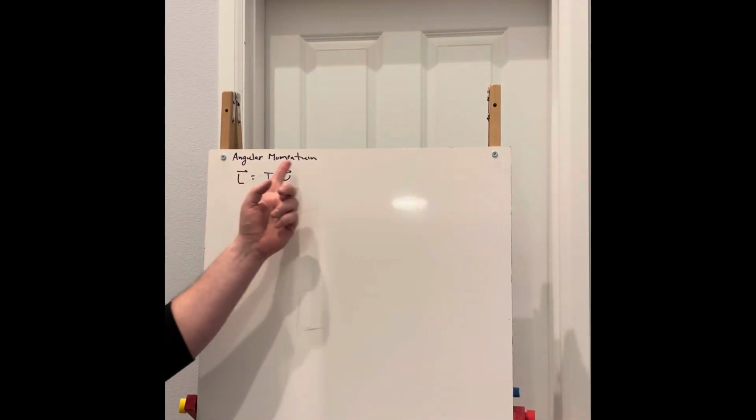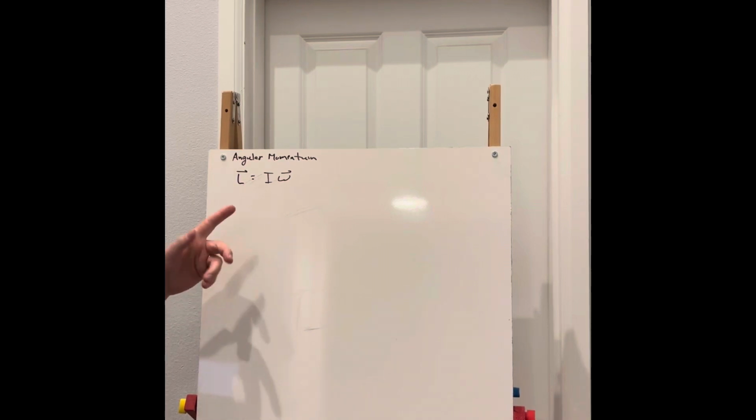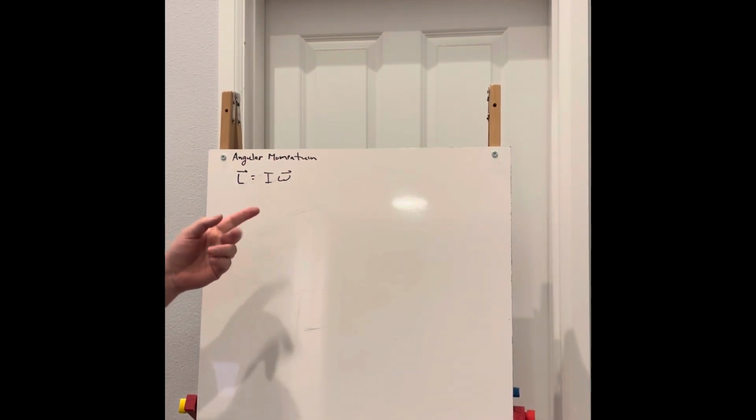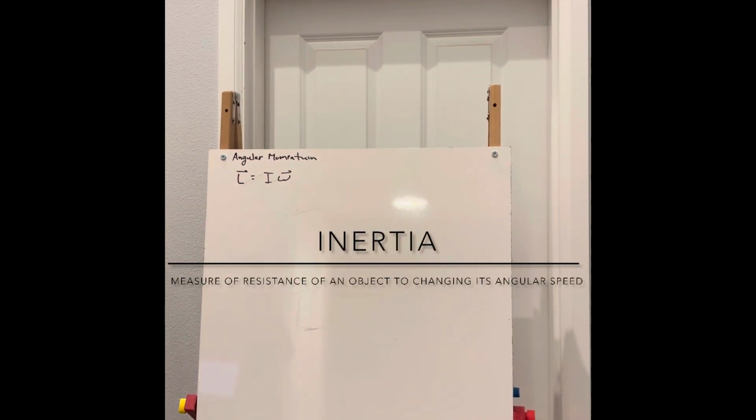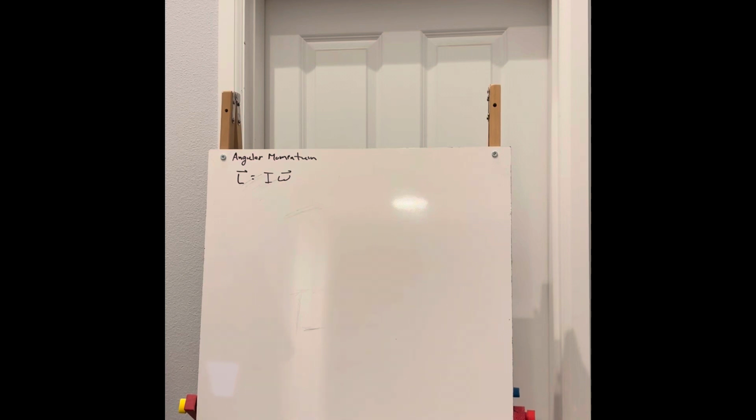Hello. So today in this video we'll be discussing angular momentum. Now, angular momentum is the momentum of a rotating object, and it can be found by the product of inertia and angular velocity, where inertia is the measure of resistance of an object to changing angular speed. Angular momentum is determined by an object's mass, velocity, and the radius.